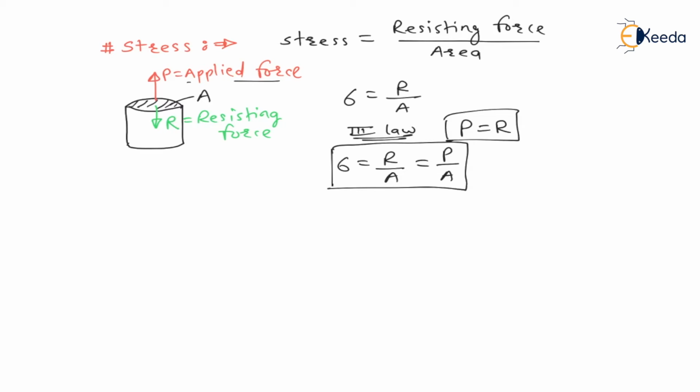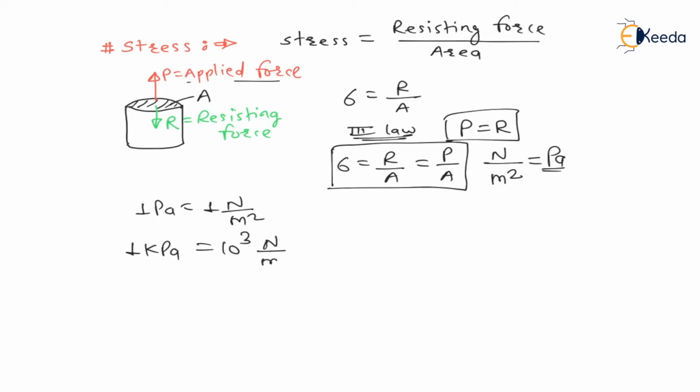Now, what will be the unit of stress? Force divided by area. The unit of force is Newton, the unit of area is meter square, and Newton per meter square is called Pascal. So 1 Pascal is nothing but 1 Newton per meter square. 1 kilopascal, kilo means 10 to the power 3, so 10 to the power 3 Newton per meter square. If I talk about 1 megapascal, MPa, mega means 10 to the power 6, so 10 to the power 6 Newton per meter square.